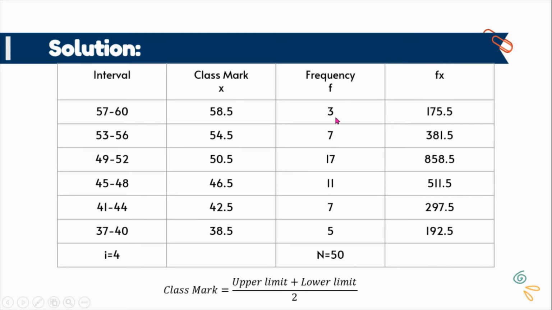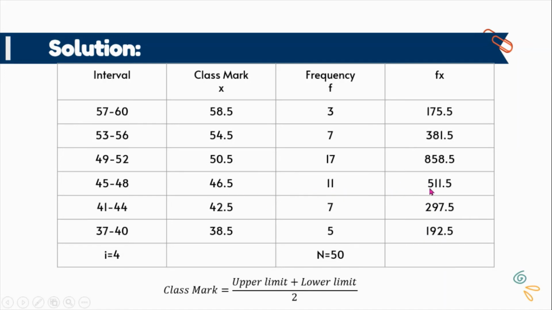So the frequencies are just the same as in the previous table. And this is the product of the frequency and the class mark X. So that is 58.5 times 3, that's 175.5. 54.5 times 7, that's 381.5. So 50.5 times 17, that's 858.5.